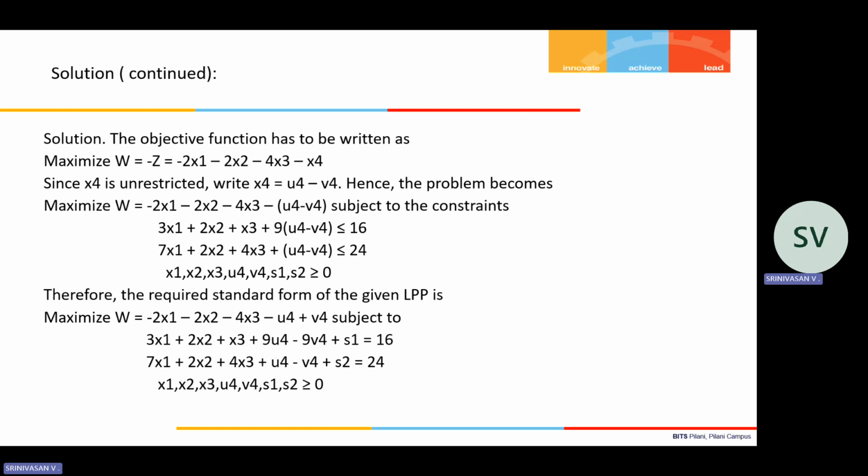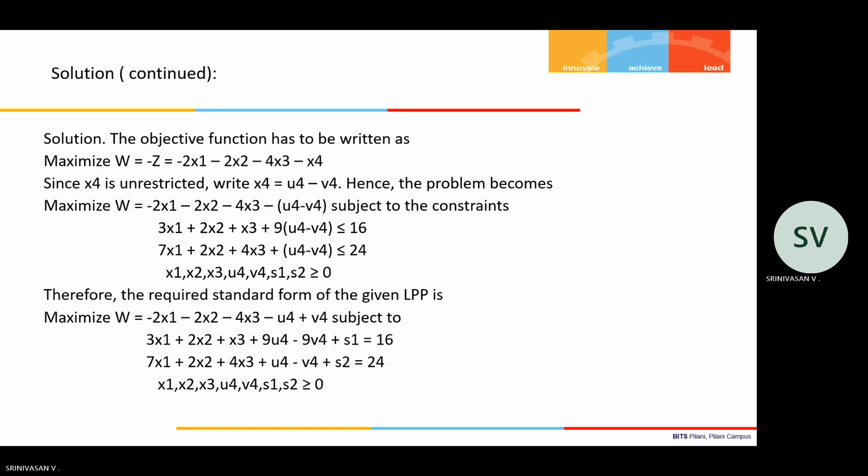as a maximization problem? Hence, the problem becomes maximize W equal to minus 2x1. Straight away, don't bother about minus Z now. It is now W in terms of the decision variables. Minus 2x1, minus 2x2, minus 4x3, minus of, what is x4? u4 minus v4. Subject to the constraints, 3x1 plus 2x2 plus x3 plus 9x4. What is x4? u4 minus v4 within brackets, less than or equal to 60. 7x1 plus 2x2 plus 4x3 plus x4, that is u4 minus v4 within brackets, less than or equal to 24.